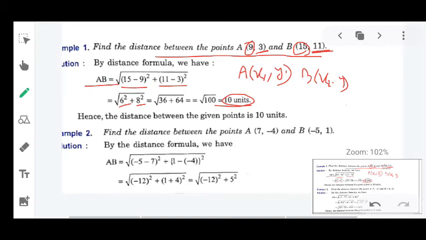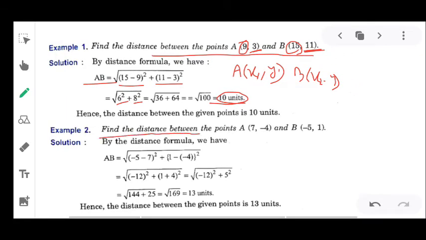Clear? Next question. Find the distance between the points A (7, minus 4) and B (minus 5, 1). So AB will be x2 minus x1, that is (minus 5 minus 7) square plus (1 minus minus 4) whole square. So minus minus will be plus, so (1 plus 4) square, and minus 12 whole square, that will be 144, and 1 plus 4 is 5, 5 square is 25. So root over of 169, that is 13 units.